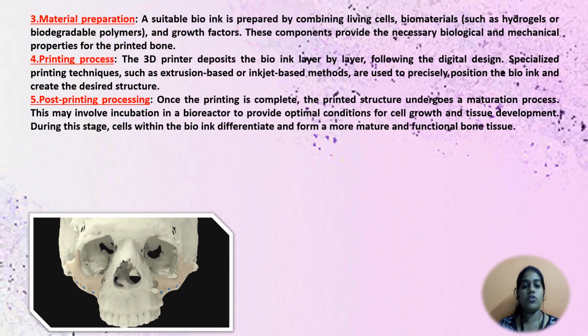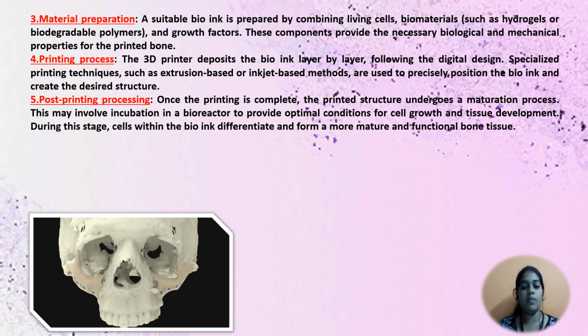Material preparation. The suitable bioink is prepared by combining living cells, biomaterials such as hydrogels or biodegradable polymers, and growth factors. These components provide the necessary biological and mechanical properties for the printed bone. Printing process. The 3D printer deposits the bioink layer by layer following the digital design. Specialized printing techniques such as extrusion based or inkjet based methods are used to precisely position the bioink for creating the desired structure.